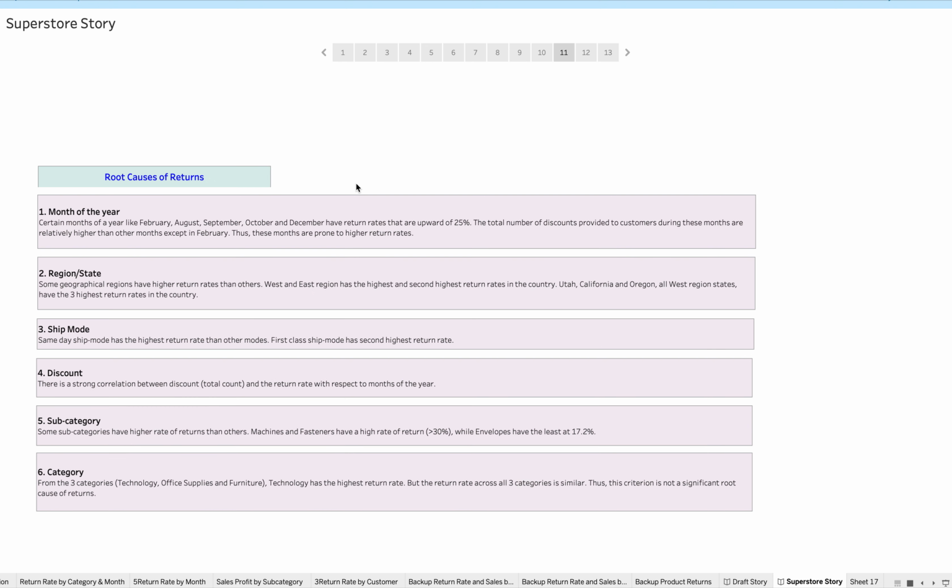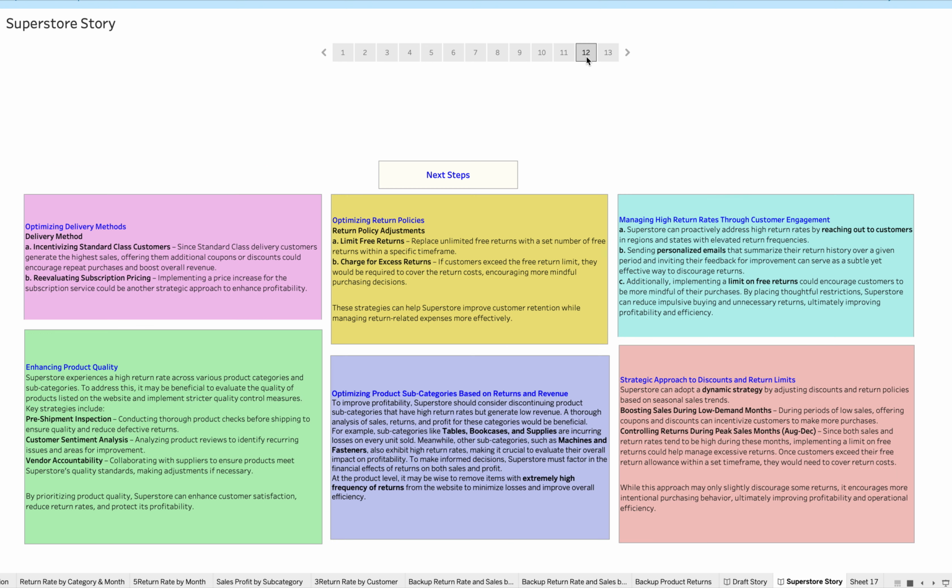And then this is the root cause of returns, which we already discussed. Now for the next steps, Superstore can approach optimizing delivery methods. They can try to increase the subscription pricing, and also because standard class has the highest sales, they can provide discounts to these customers. Optimizing return policies: limit free returns and charge for excess returns, as well as try to have customer engagement.